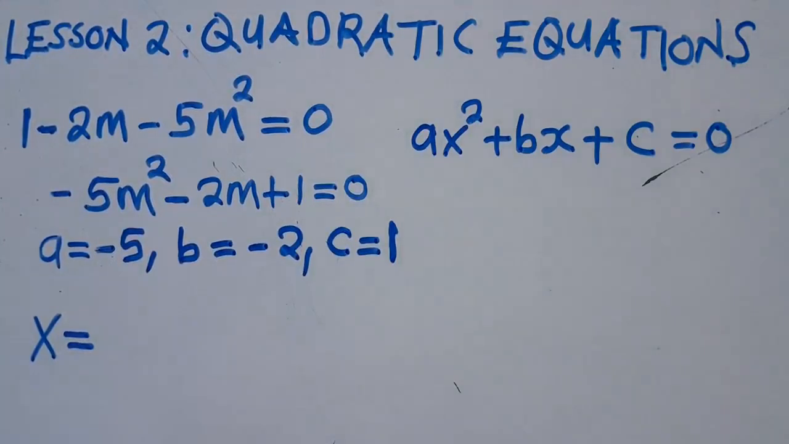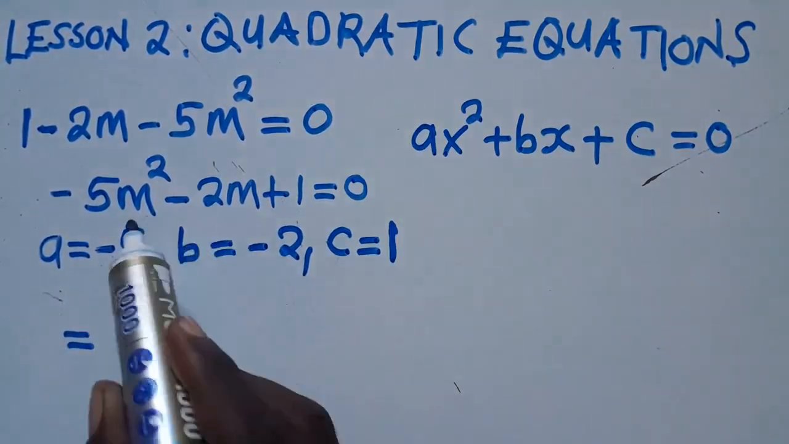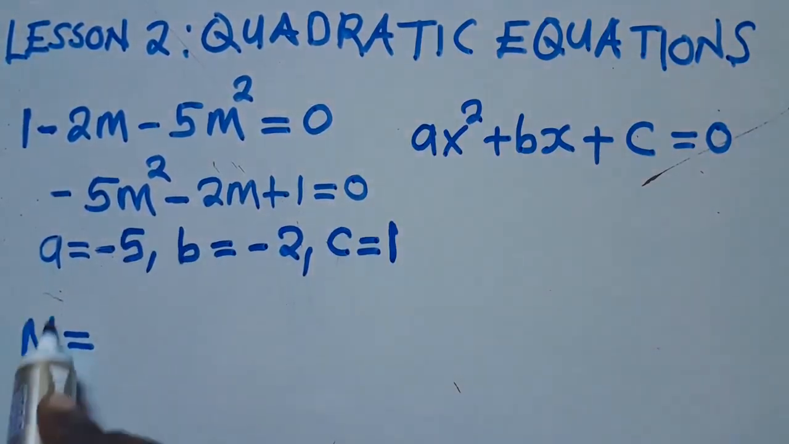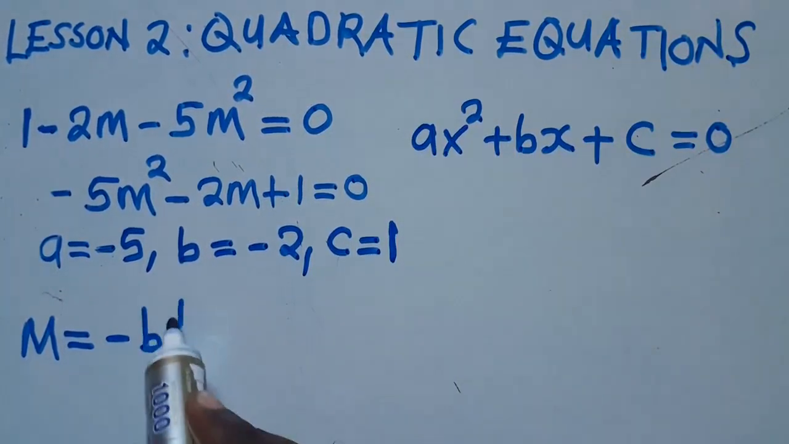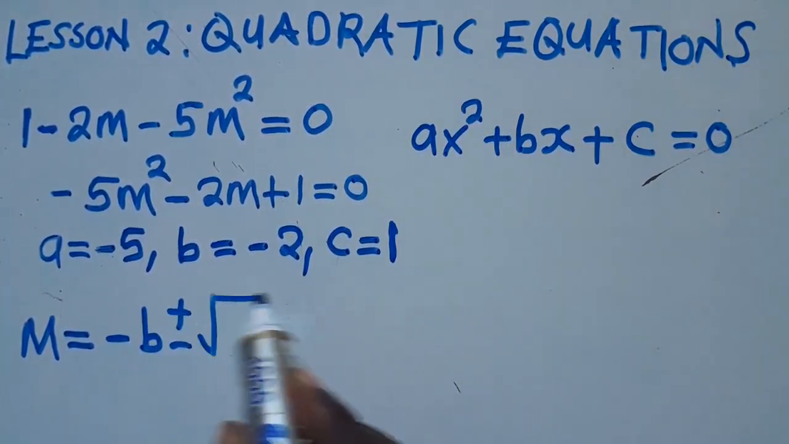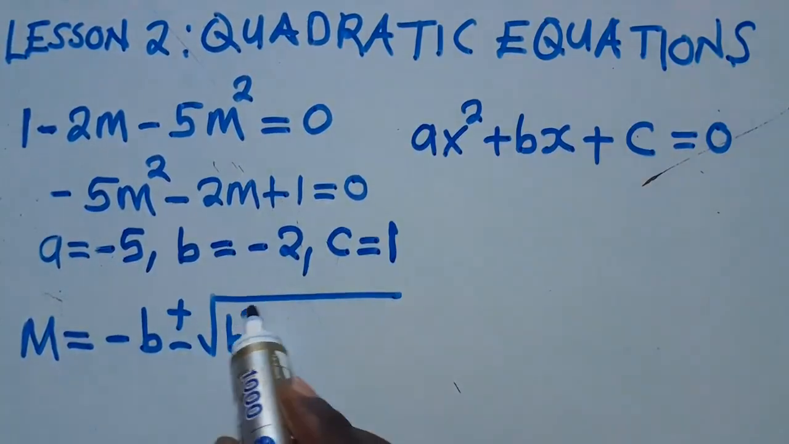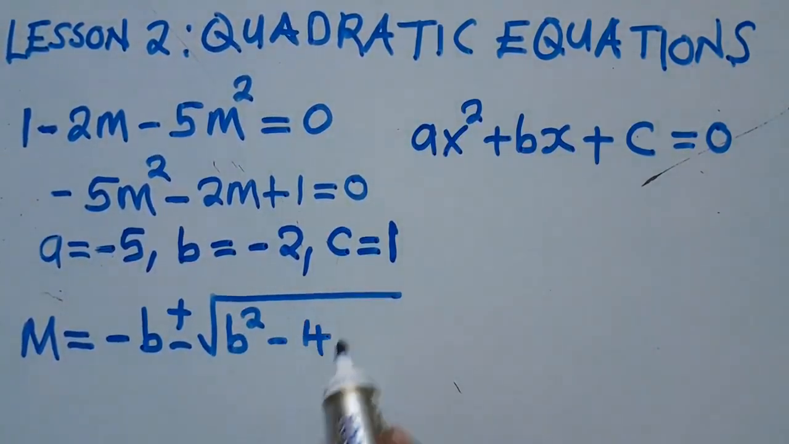If I ask you a question, do we have x here? No, there is no x. So I need to remove this x and put what is there. There is m. So I need to put m is equal to negative b plus or minus the square root of b squared minus 4ac.